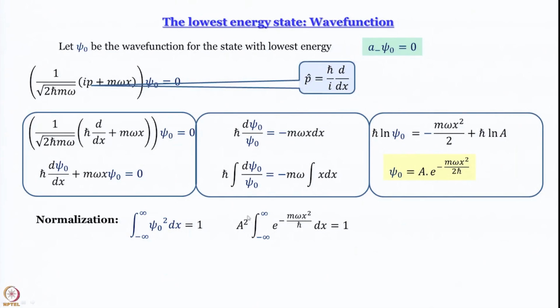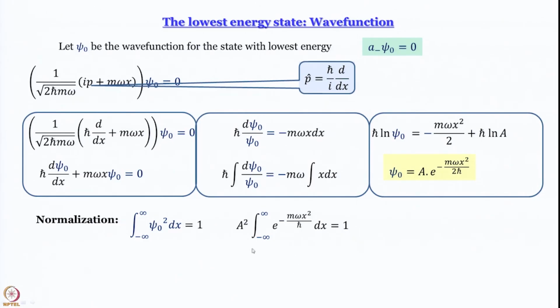So, A squared is a constant, it comes out of the integral sign, integral from minus infinity to plus infinity of e to the power minus mωx²/ħ. Here we had e to the power minus mωx²/2ħ, take the square of that, this 2 in the denominator would go, simple. So, e to the power minus mωx²/ħ integrated from x equal to minus infinity to x equal to plus infinity should be equal to 1.